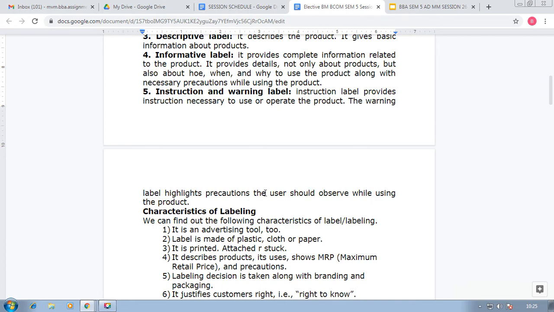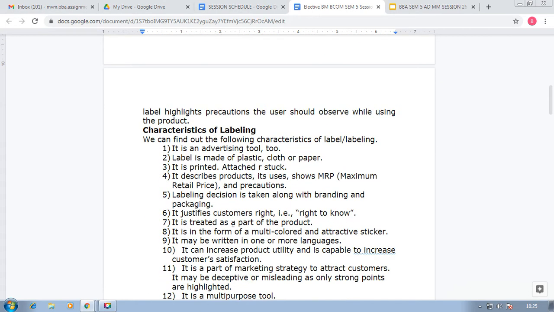Fine. There are certain characteristics of labeling, students, that I am describing here. Generally, students, packaging and labeling are termed a silent salesman.